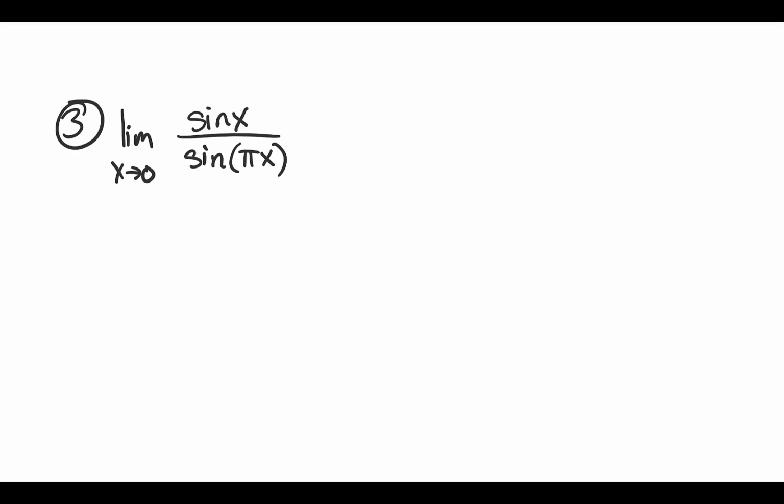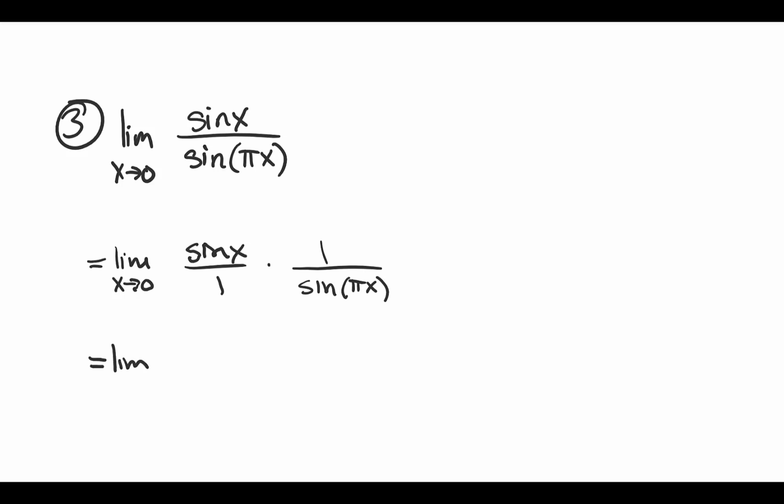Uh-oh. The game changed. It's not just a sine of x up top and an x down below. Shoot. What are we going to do here? Oh, I know what we could do. Let's break it up into pieces. Let's call this the limit as x tends towards 0 of sine of x over 1 times 1 over sine of pi x. Oh, there we go. Now let's use some limit laws. Let's bring in them limit laws.